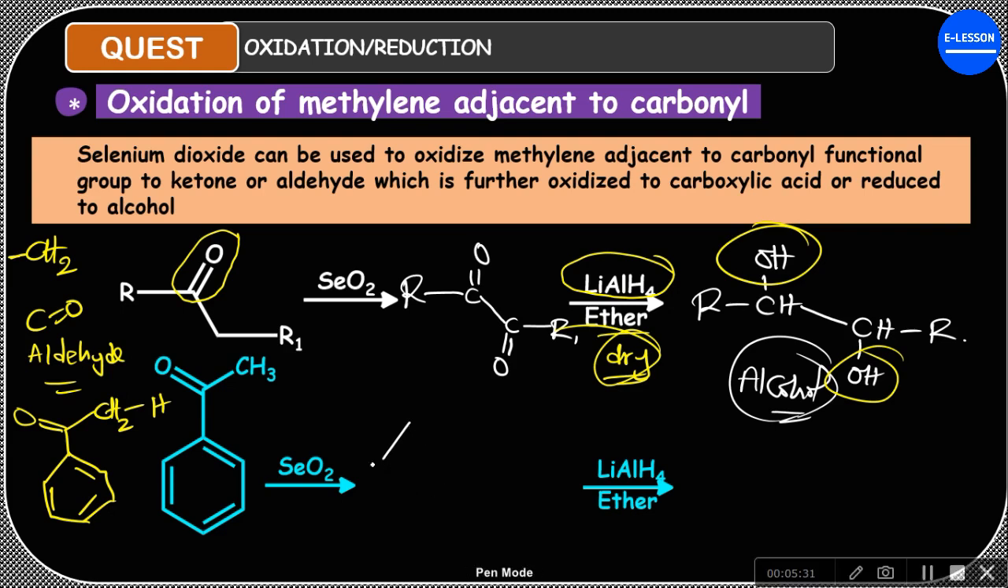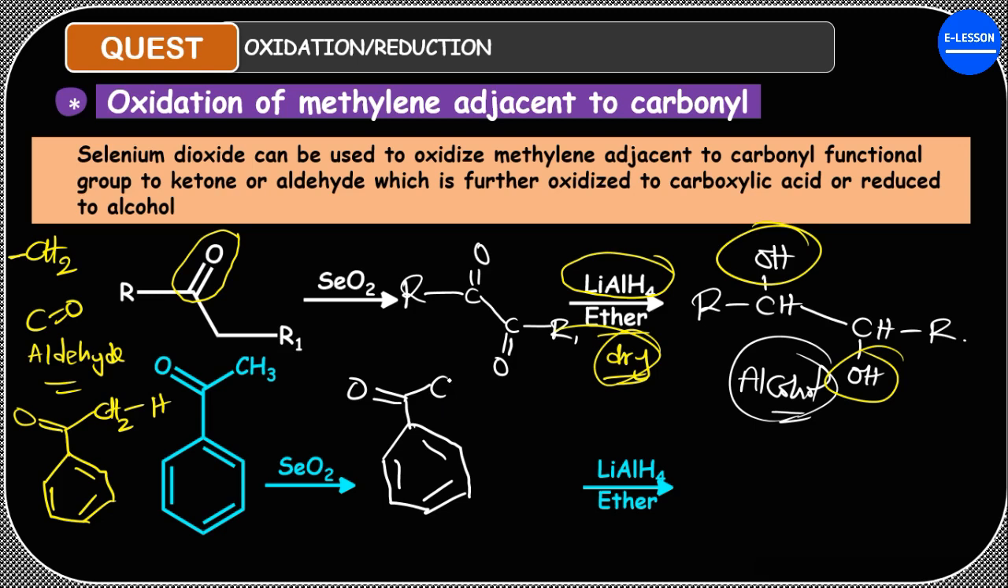This will give us something like this, right? And then this will give us O, and then this will give us CH. Why? Because this hydrogen is still there. It was this one that we removed and oxygen introduced, CHO, right?